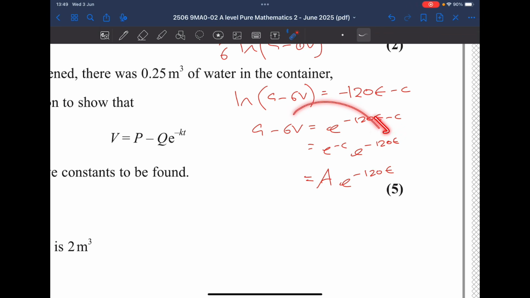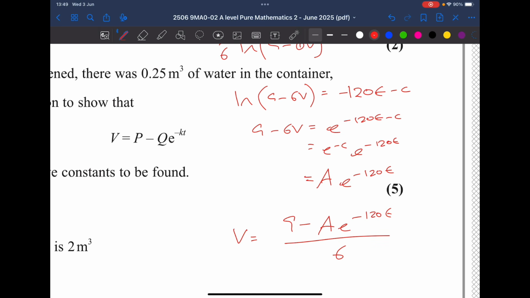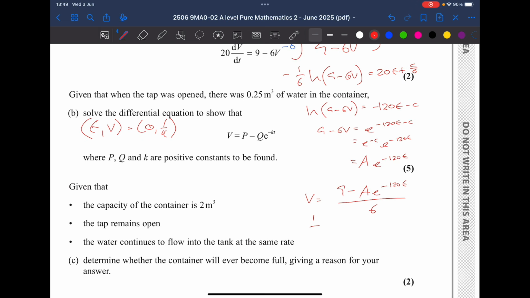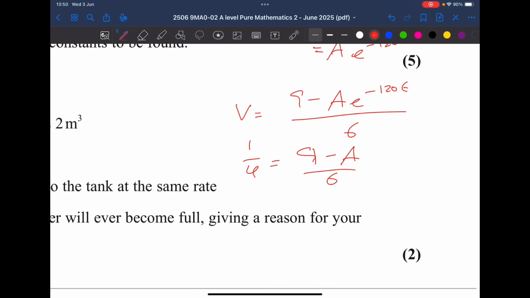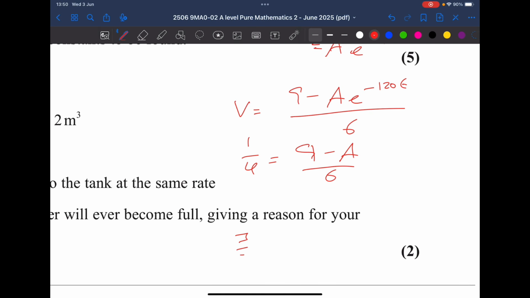We're going to add the 6v over, take that away. So we'll have 9 minus a e to the minus 120t over 6 is v. Yeah, that's better. So now v being a quarter is equal to 9 minus a over 6. That being a 9 still, we're going to have 3 over 2 is equal to 9 minus a. So a is equal to 9 minus 1.5, so 7.5, 15 over 2.